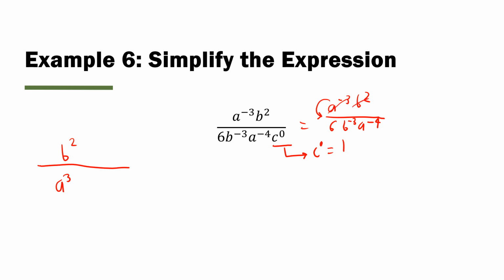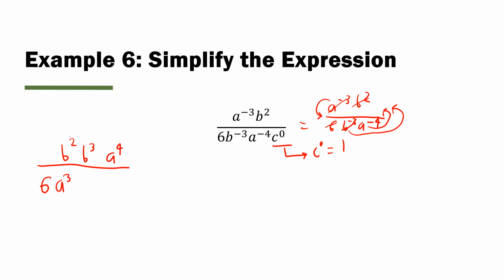My 6 is going to stay down here in the denominator. It's not raised to any negative exponent. Okay. I can move this b to the power of negative 3 to the numerator. So we get b to the power of positive 3. Then I have this a to the power of negative 4 that I can also move to the numerator, get a to the power of positive 4.